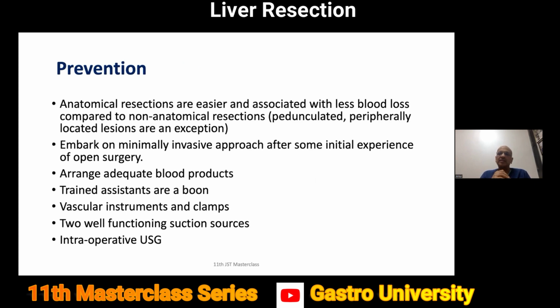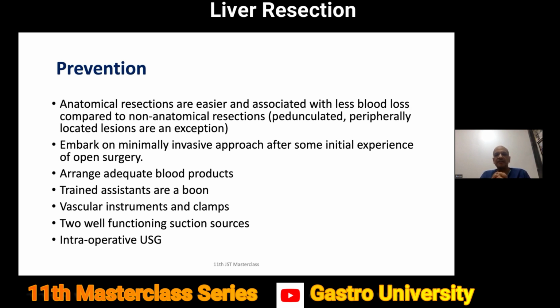So anatomical resections are easier. So try for segmental or like segment 2-3 resections, and they are associated with less blood loss compared to non-anatomical resections. And I would like to mention that many times during an extended cholecystectomy, I found that segment 4B5 was easier than doing a wedge, simply because I was not clear in which plane I was going. But yes, that is just one example.